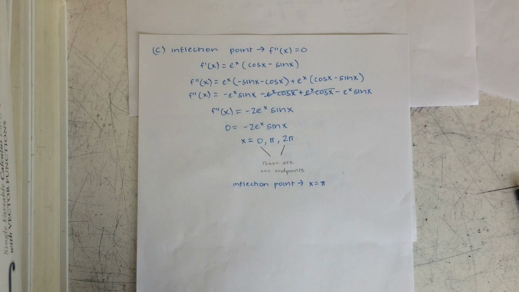Now if you FOIL that out, you'll get negative e to the x sine x minus e to the x cosine x plus e to the x cosine x minus e to the x sine x. And you'll see that negative e to the x cosine x and positive e to the x cosine x will cancel out, leaving you with negative 2 e to the x sine x. If you set that equal to 0, you'll get x equals 0, pi, and 2 pi. Since 0 and 2 pi are our endpoints, our inflection point would be x equals pi.